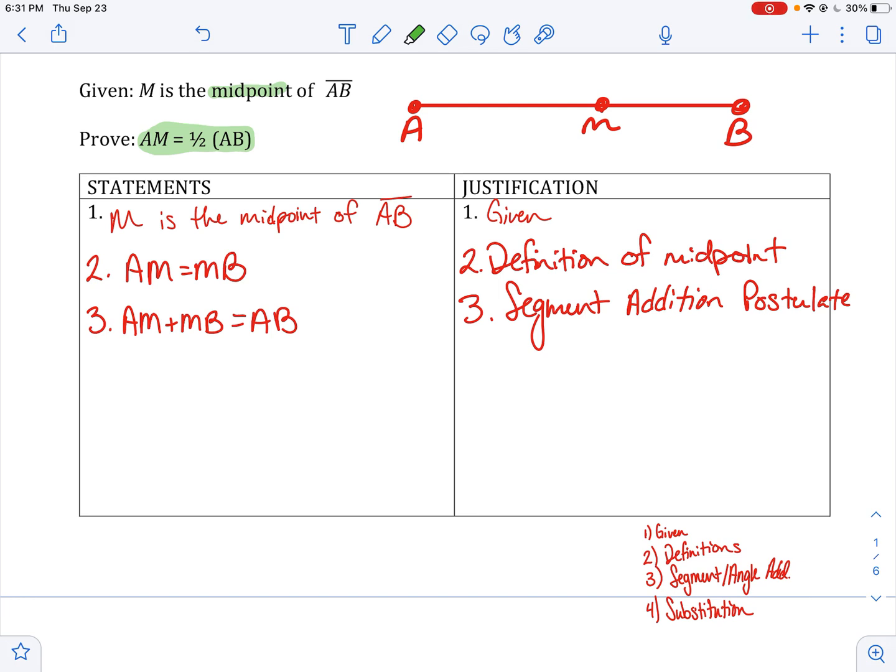So look at step 3. I want AM equals 1/2 AB. So I only need AM and AB. What do I need to get rid of in step 3? And how could I substitute something else in to get rid of that term? I'd like you to pause the video and try it on your own, and then when you're ready, unpause and check your work.